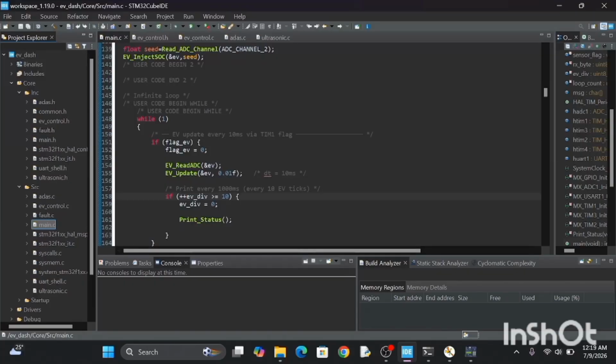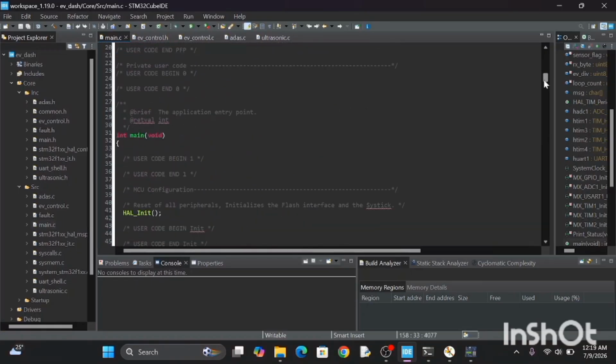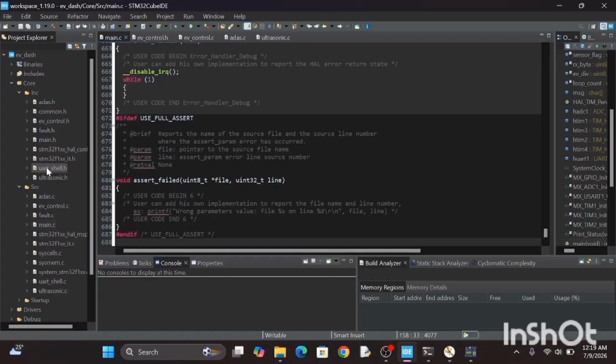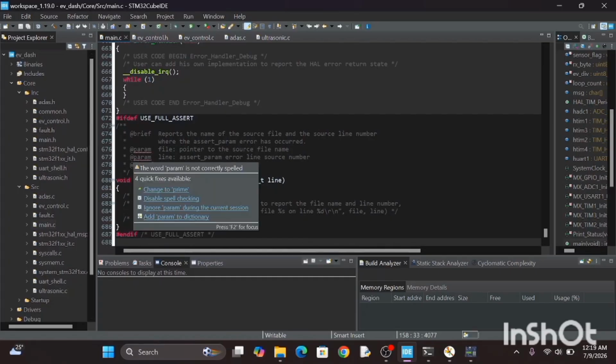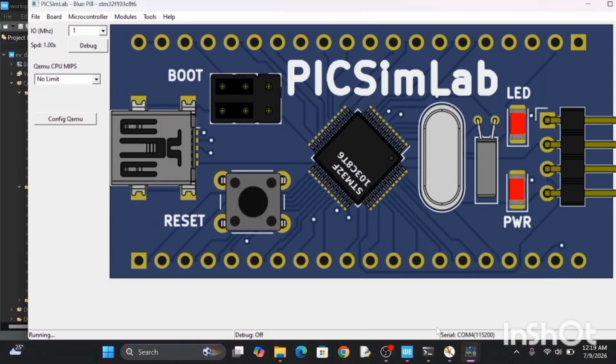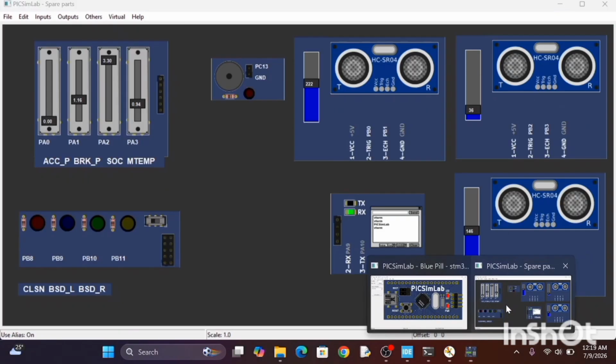Here is the code we have written for our ADAS project. Here is our main C file in which we have written our main code. Then we have our modules, that is, we have created header files and source files. Our modules include ADAS, common, EV control, fault, main, UART, shell, and ultrasonic.h. We have performed our simulation using Proteus and the serial port window.